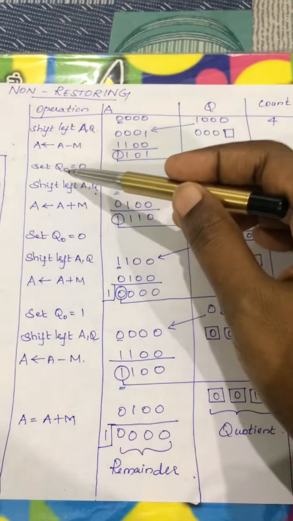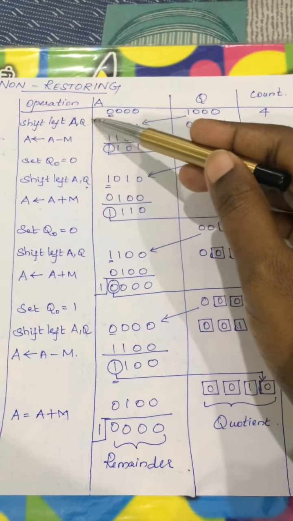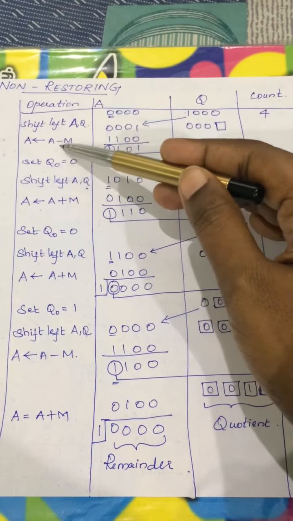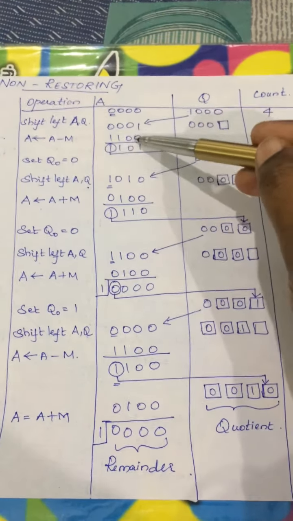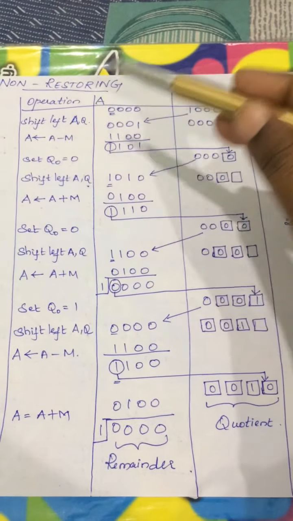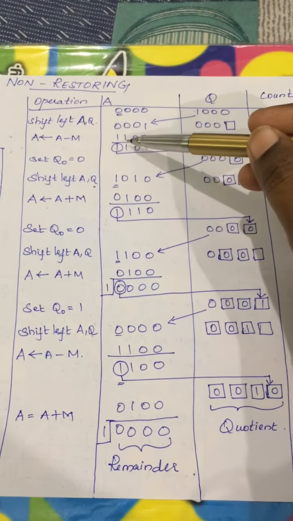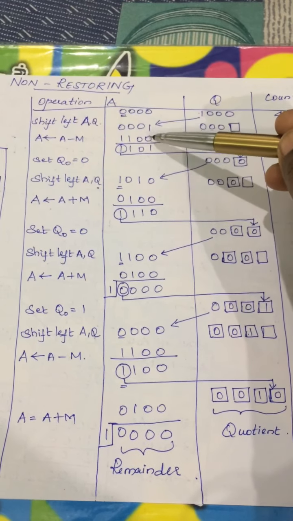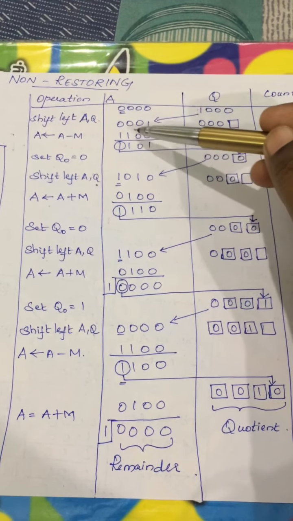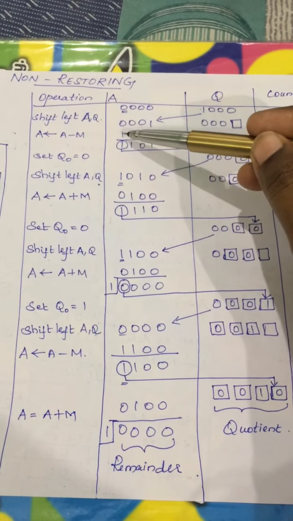Okay. So we shift left A and Q and then perform A equals A minus M. So we are performing minus M, so we take the 2's complement of M and substitute it over here. So again addition: 1 plus 0 is 1, 0 plus 0 is 0, 0 plus 1 is 1, 0 plus 1 is 1.